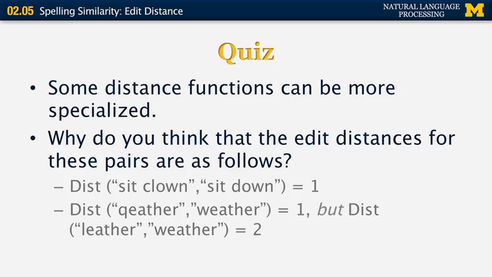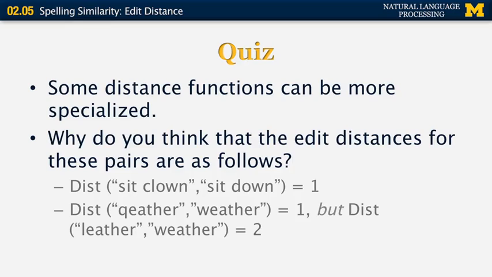Now, there may be some other distance operations that can be very specific to different tasks. Let me ask you the following question. Can you figure out why the edit distances for the pairs shown here are as indicated? So the first example is, why is the distance between sit clown and sit down equal to 1? So clearly, based on either the Levenshtein or Damerau metric, we would have a cost of 2. We would need to drop the C and replace the L with a D. Well, in this case, according to some not yet specified edit metric, the distance is only going to be equal to 1.